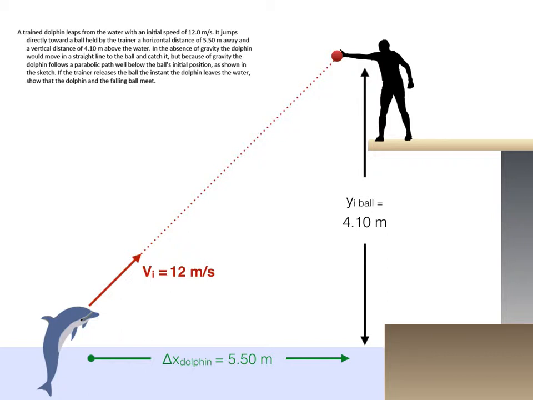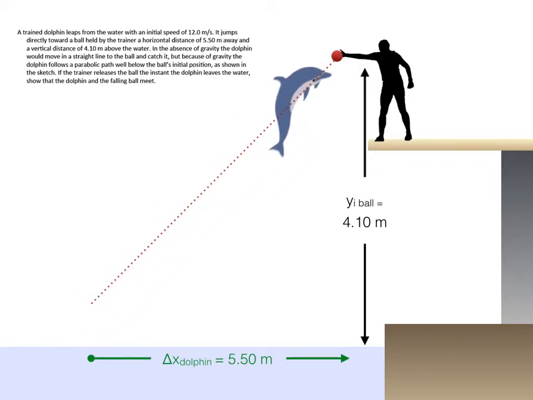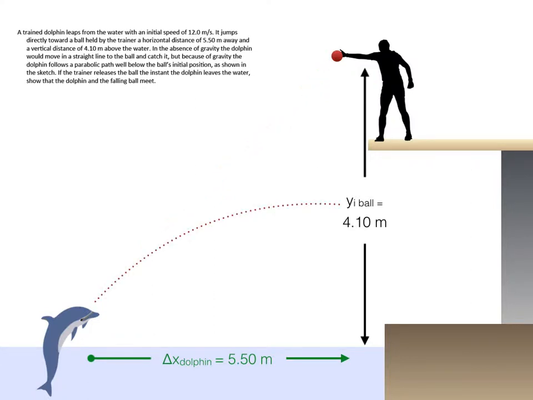If gravity didn't exist, the problem says, the dolphin would move in a straight line to the ball and catch it. It would move straight up and catch the ball. And by the way, in the absence of gravity, the ball wouldn't move either, so the dolphin would catch the ball still being held in the trainer's hand. But of course, we know that doesn't happen. We know that the ball drops down, and so if the dolphin were to keep moving up, he would miss it. But thankfully, the dolphin actually winds up moving in a parabolic shape, and that's what the problem says.